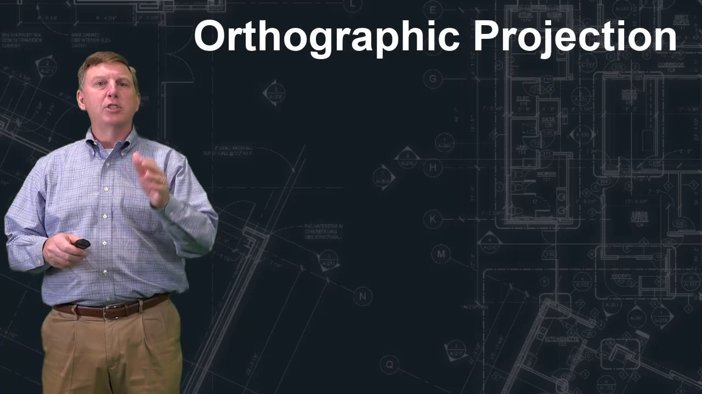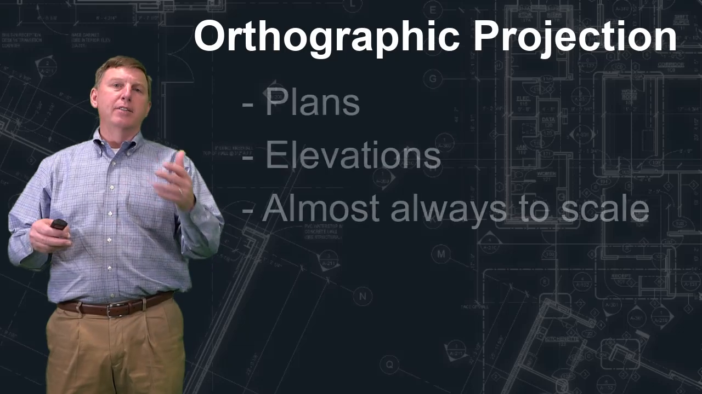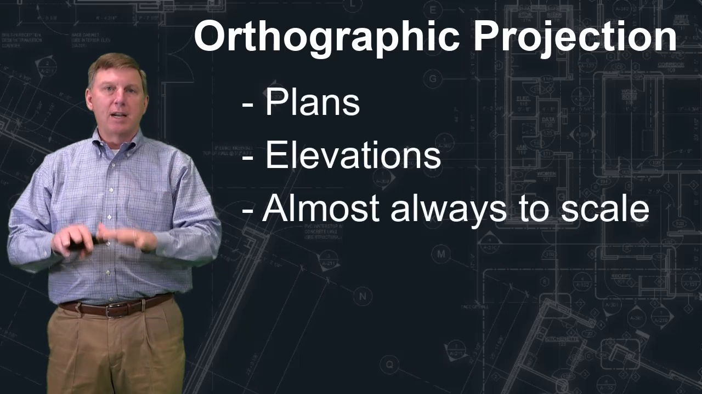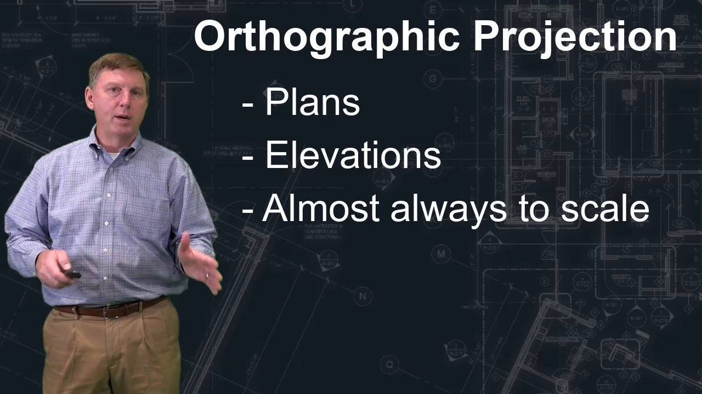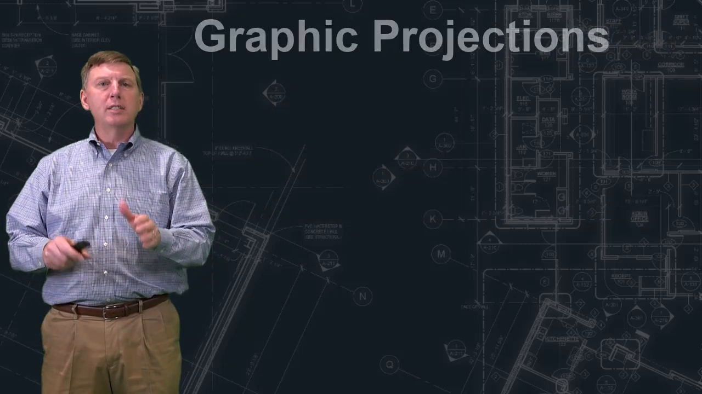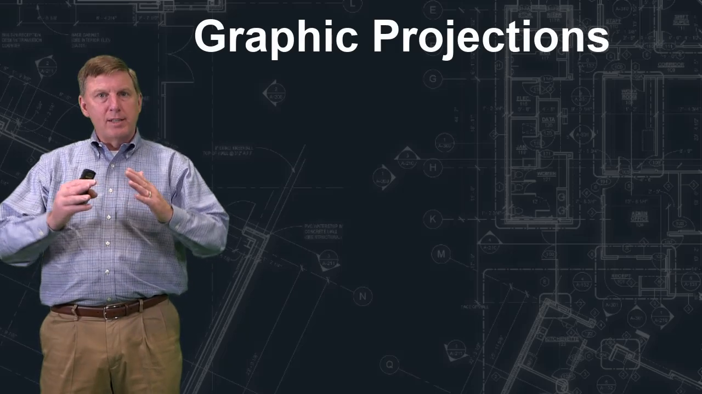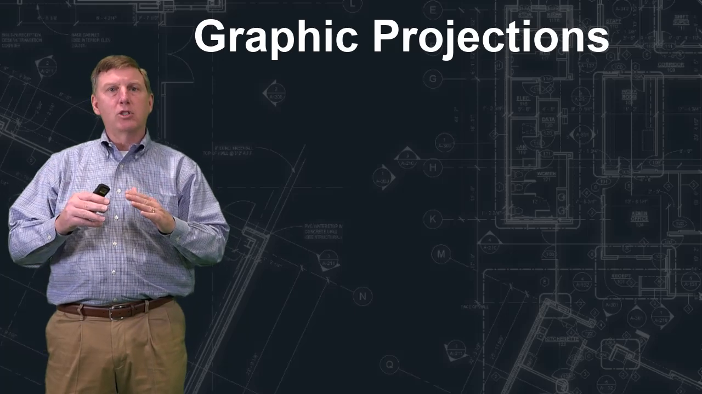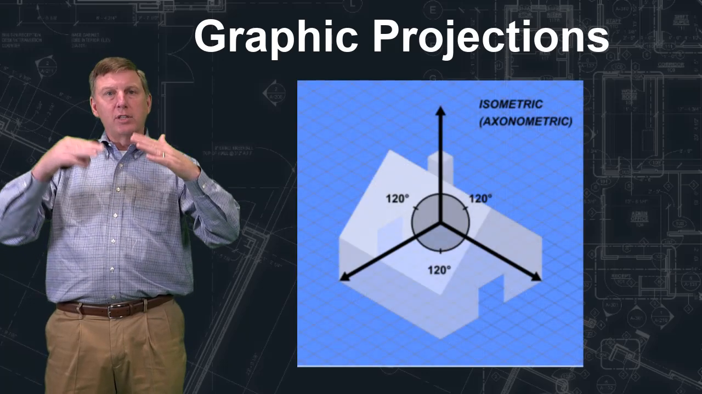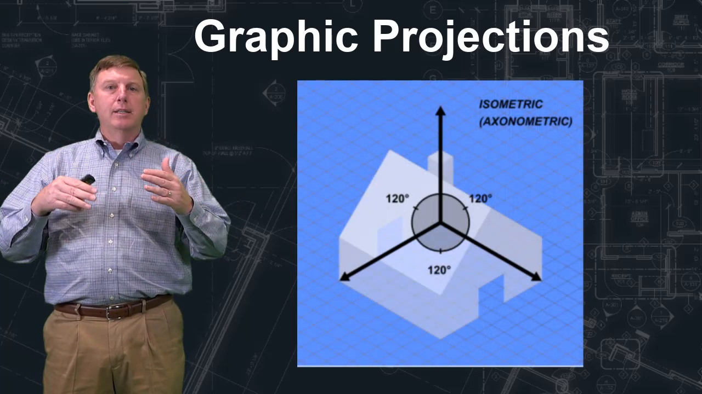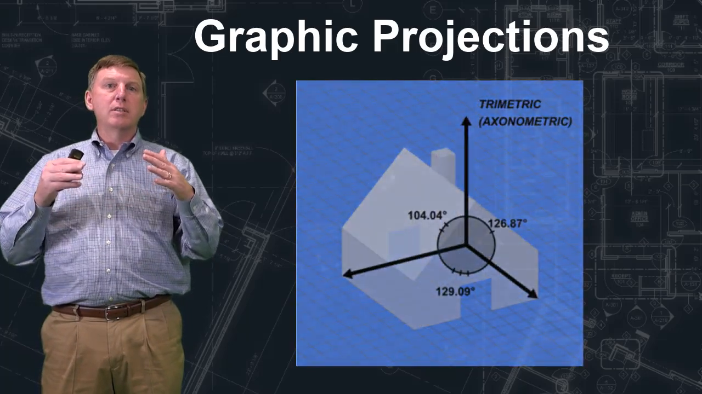And then finally, what you're going to see most often are the orthographic projections. And those are drawings where you have the actual plan, the elevations, and so on. These are always to scale. When you look at the different types of graphic projections, you'll find that when they're drawn at different angles to add up to the 360, they're called different things. So if all the angles are equal, that's an isometric. Something different, dimetric. Another one, trimetric. So there are different names for them.